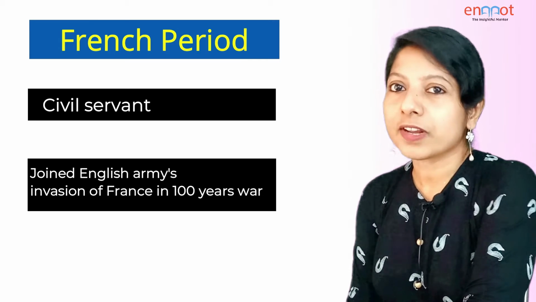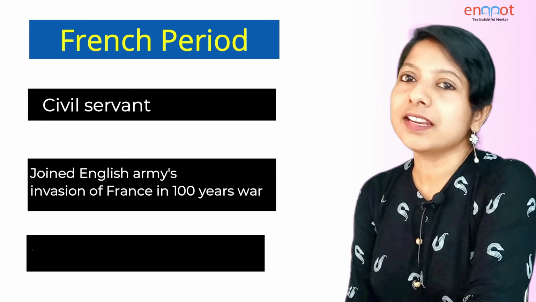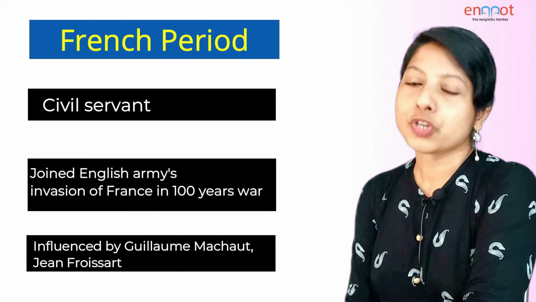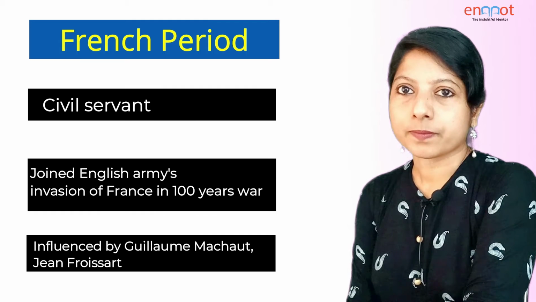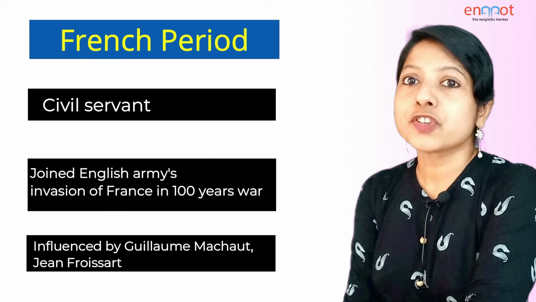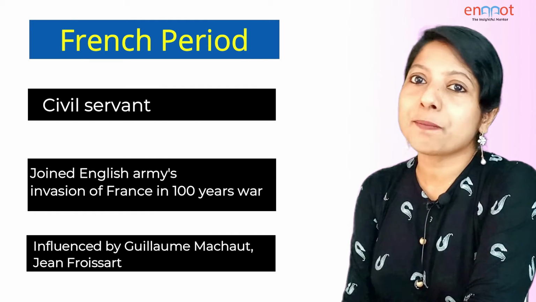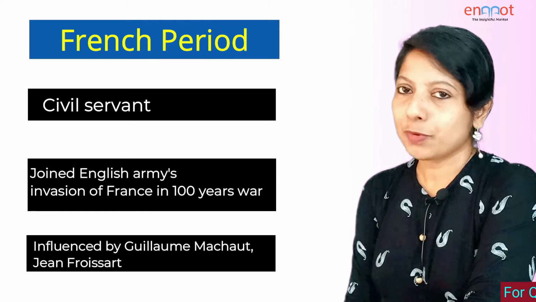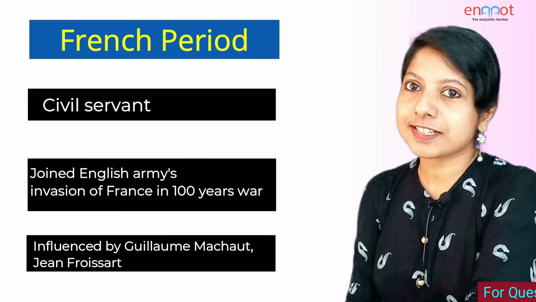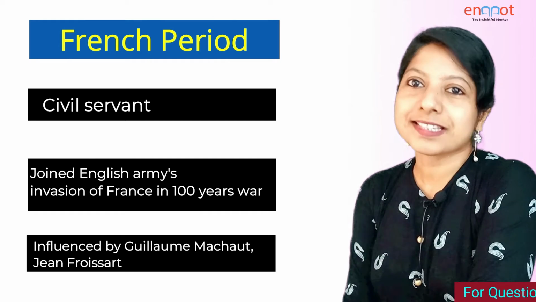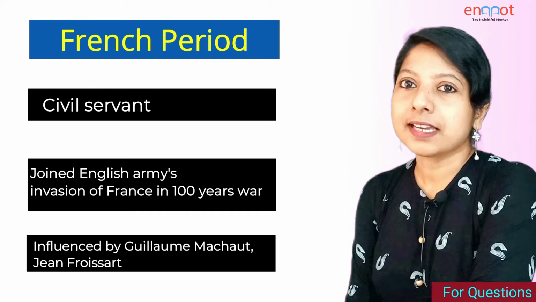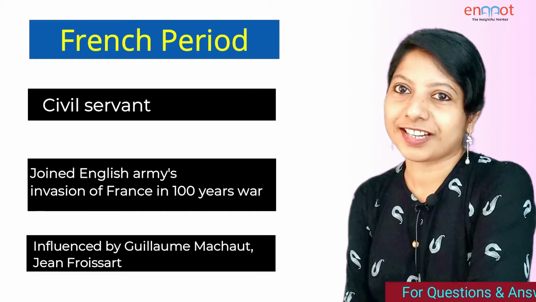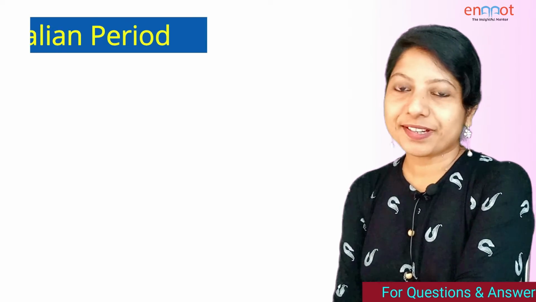And the works written during this period were highly influenced by the styles of French writers such as Guillaume Machaut, Jean Froissart and so on. So the works written during this period have all the forms and manners of the contemporary French writers. And he was not just influenced by the French writers, but was immensely inspired by the classical writers like Ovid and Virgil. Next is the Italian period.